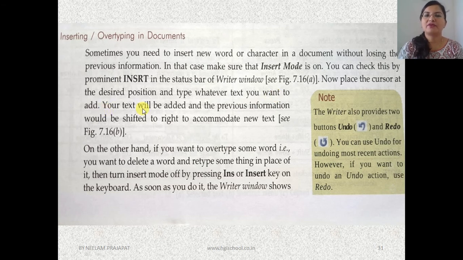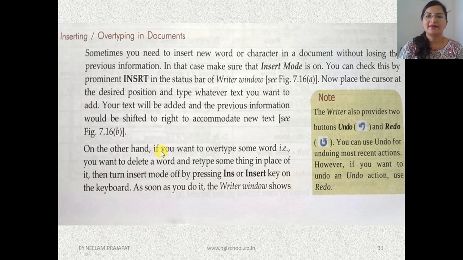So what you have to do is move your cursor to the desired place where you want to insert the new word, and then you can add the new word there. Your text will be added and the previous information will be shifted to the right to accommodate the new text. If you are inserting new text, then the previous content shifts to the right side and the new word is added.